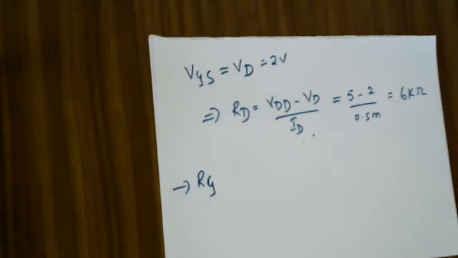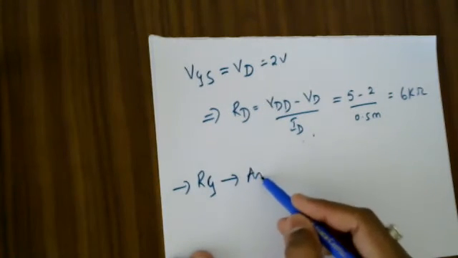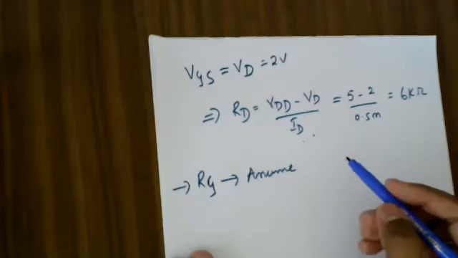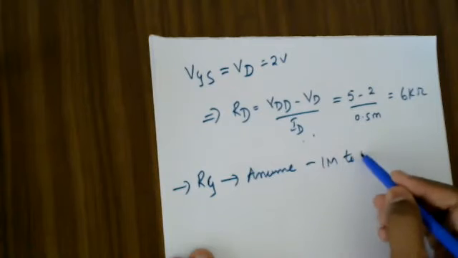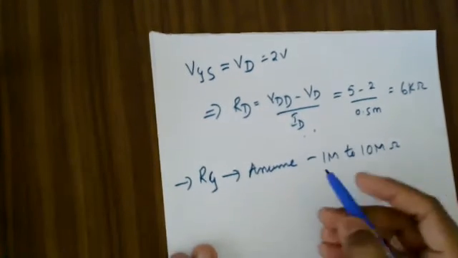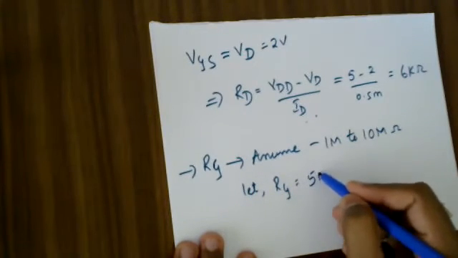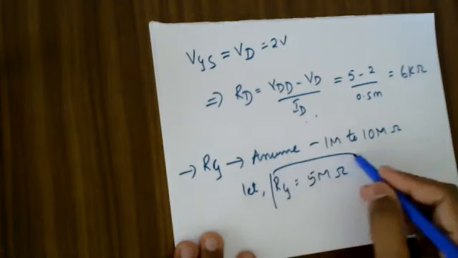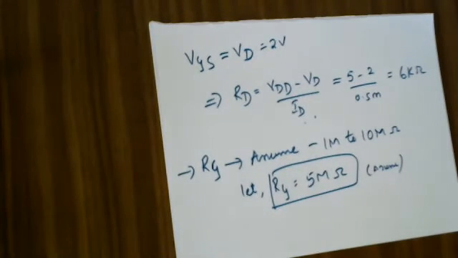Puja. Next, Pallavi. Okay, so we are going to assume the value of RG. We are going to assume it in the range of 1 mega ohm to 10 mega ohms. So any value we can assume, it's up to us. So let us say now that RG is equal to 5 mega ohms. So this is my assumption. Is it clear to you?